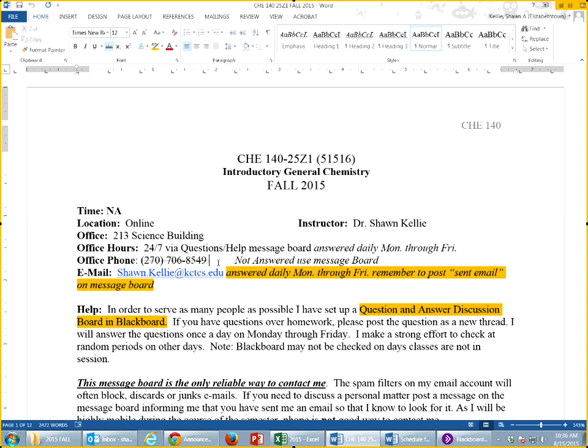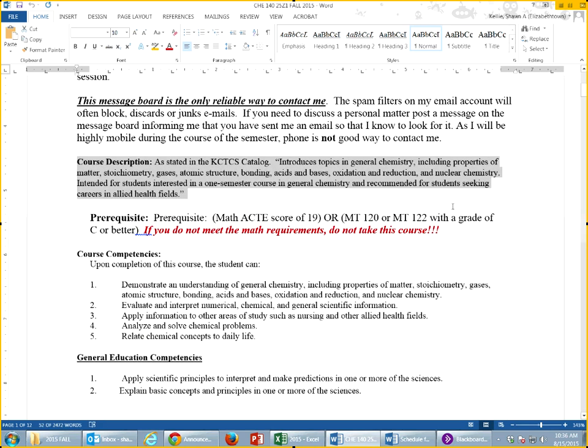Course description. As stated in the KCTCS catalog, this introduces topics in general chemistry, including properties of matter, stoichiometry, gases, atomic structure, bonding, etc. This is an introduction to general chemistry, meaning that if you've never had chemistry before, this is absolutely the right class for you. This class serves a couple of different functions. First, it serves as preparation for people wanting to take Chemistry 170. It's also required for some majors. Some of the health science majors require this course, depending on where you're going. Nursing or radiography may. Agriculture may. Those programs all split between whether they want 140 or 170, depending on where you're transferring to.